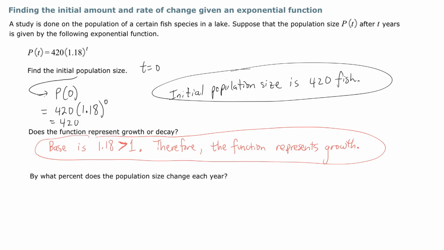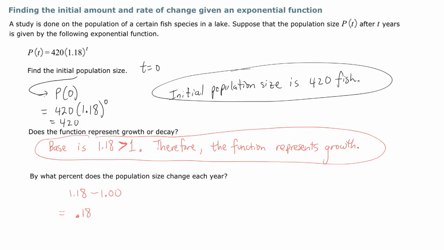By what percent does the population size change each year? Notice the independent variable t here is represented in years. There it is. And it's measuring the increase at the end of the year. So by what percent? The t is acting on the base. Since 1.18 is more than 1, to find the percent increase, we're simply going to take the 1.18 and subtract it by 1.00.